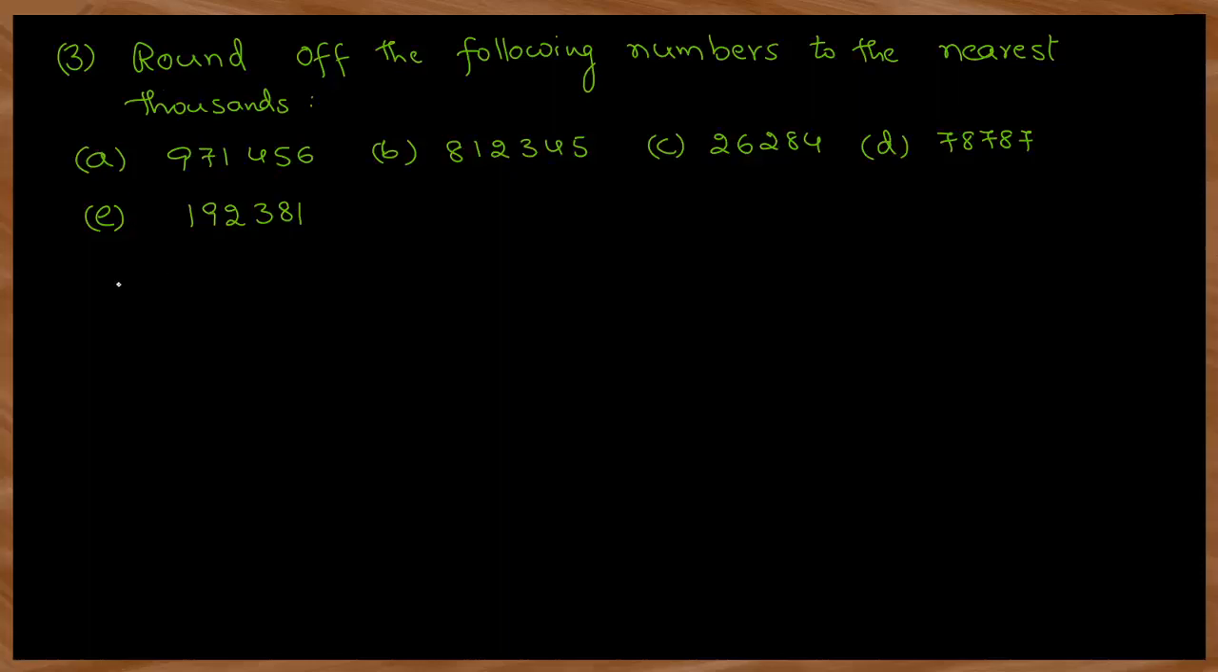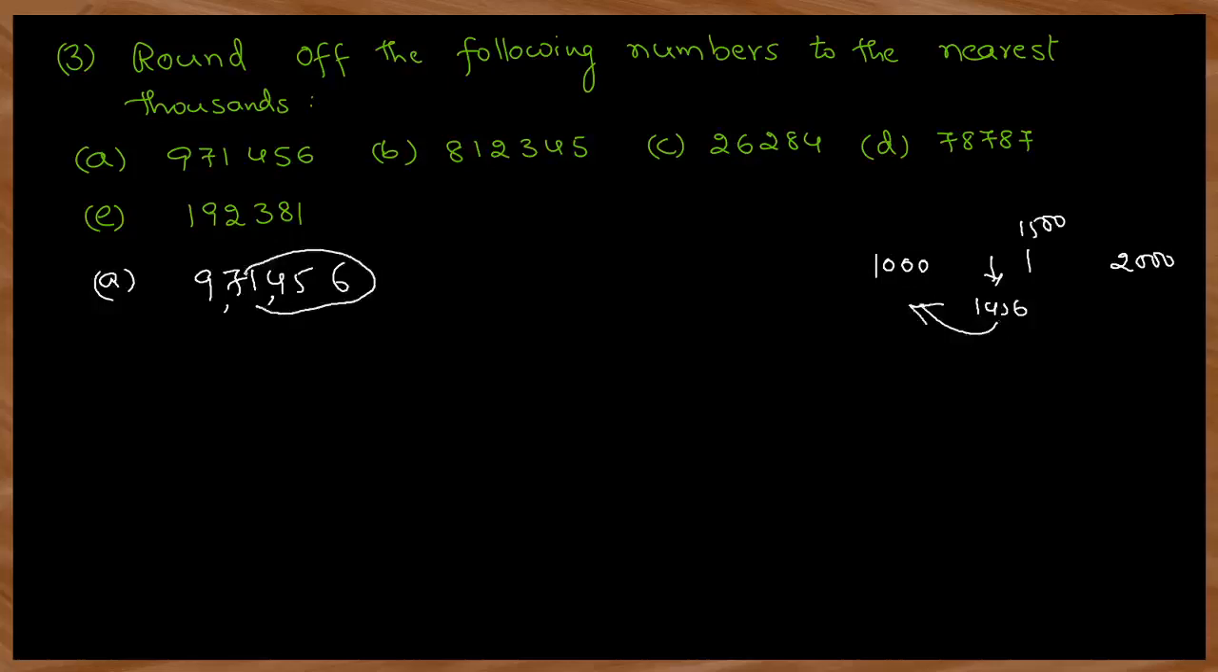So now 971456, which is 9,71,456. He is asking for nearest thousands. So now it is ones, tens, hundreds, thousands. Thousands place is 1, so 1000. So you have to check this in between 1000 to 2000. Middle number is 1500. So here 1456 lies somewhere here, which is nearer to the 1000. So you can write this 1456 as 1000 only.